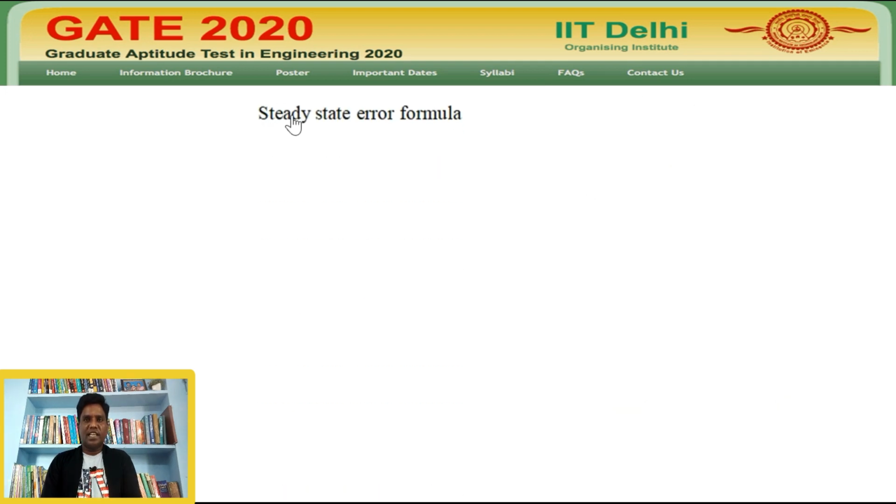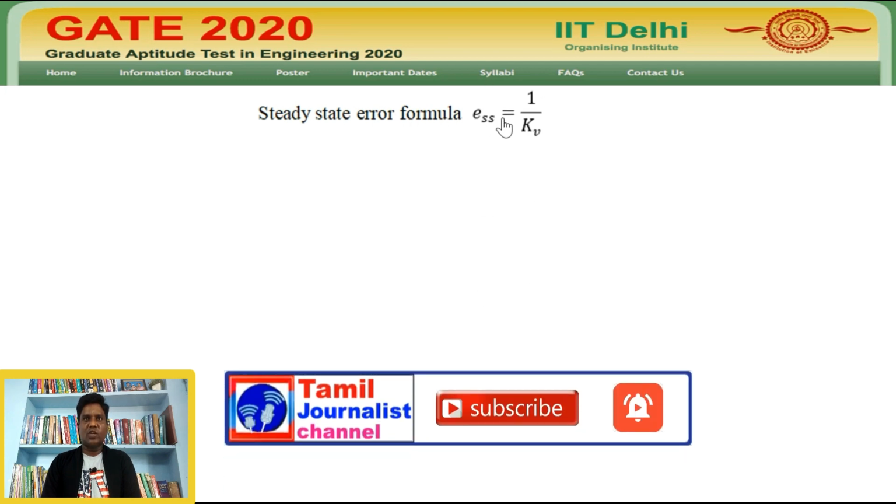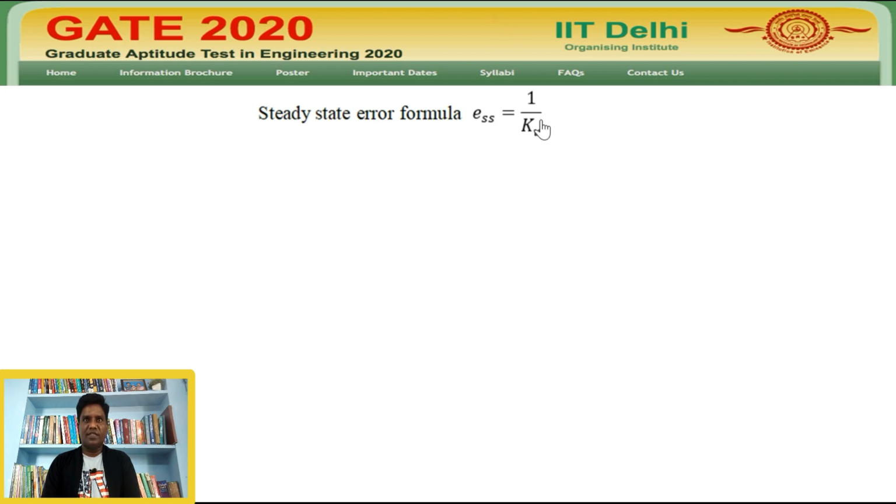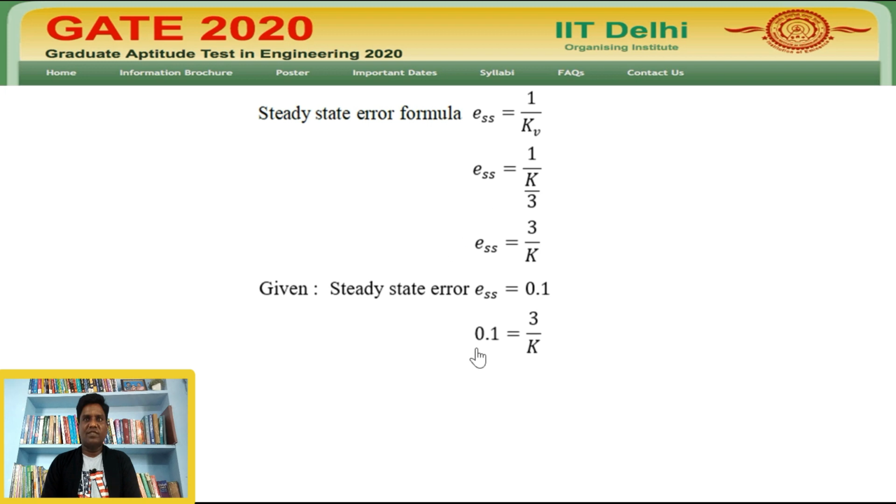We know that the steady state error formula for unit ramp input with the type 1 system is ESS equal to 1 divided by Kv. Now substitute the Kv value from the previous equation. Then the equation will be ESS equal to 1 divided by K by 3. After simplification, the ESS equation will be ESS equal to 3 by K. From the question, the steady state error value ESS equal to 0.1 is given. Now substitute ESS equal to 0.1 in this previous equation. Then the equation will be 0.1 equal to 3 divided by K.